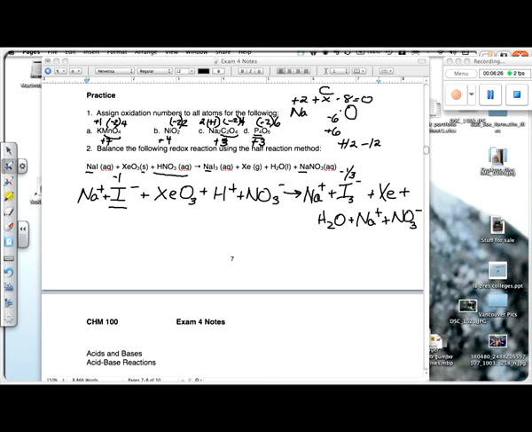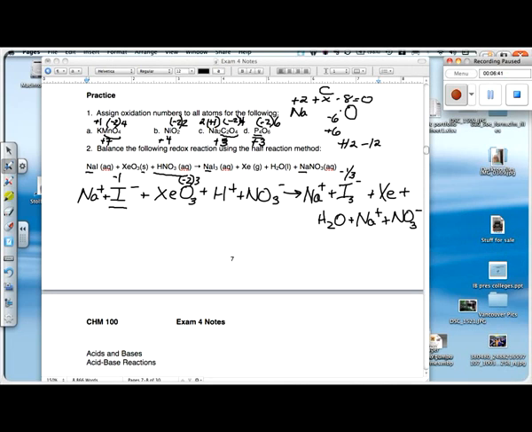Xenon is my other one that's changing. Nothing's happening to hydrogen, plus one over here in water. So oxygen's minus 2, and I have 3 of them. So what does that make xenon? Okay, that would make xenon positive 6. All right, so let's look at those oxidation numbers. What is changing? Oh, xenon is 0 over here, the element.